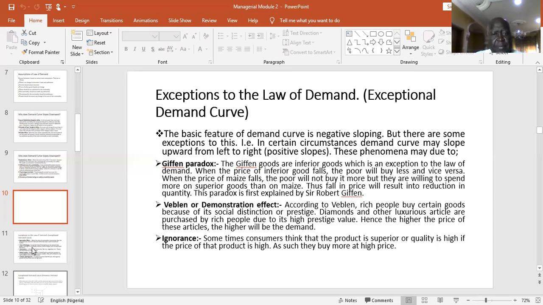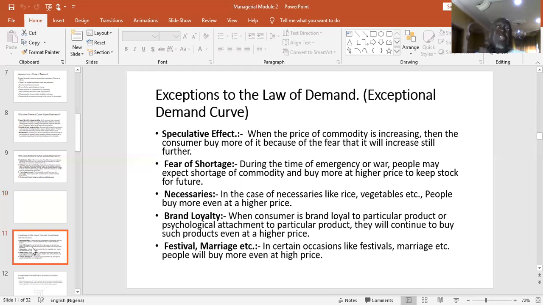That's also what is called speculative effect. When the price of a commodity is increasing, the consumer buys more of it because of the fear that it will increase still further. Imagine you go out to your car and you see four petrol stations with a queue. You tell yourself there may be a shortage, so let me just fill my tank. You increase the demand, just speculating that prices might increase. So you go and get your jerrycan, buy for your generator and things like that. That's what speculative effect means.